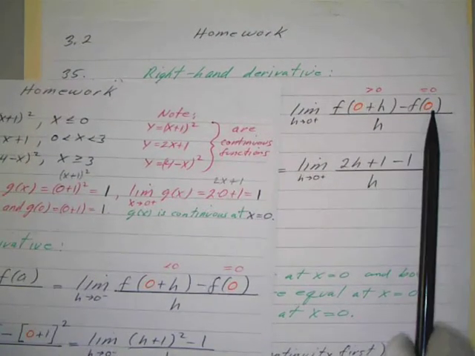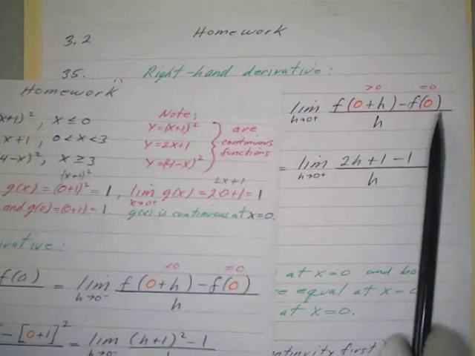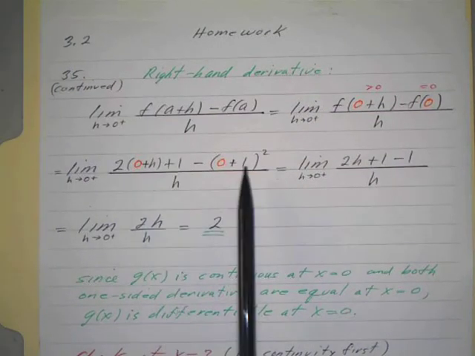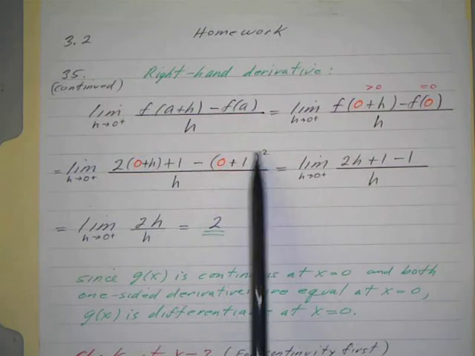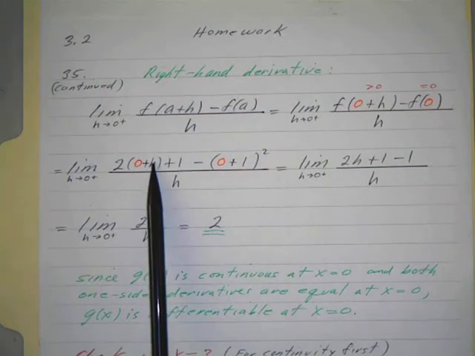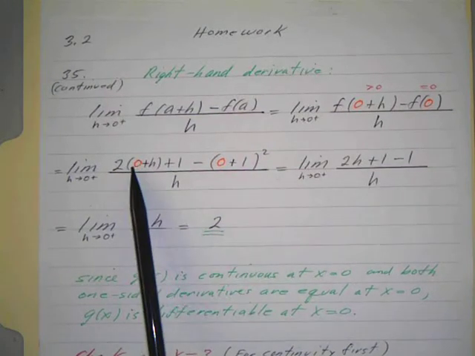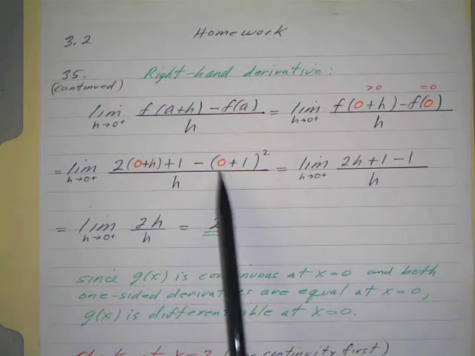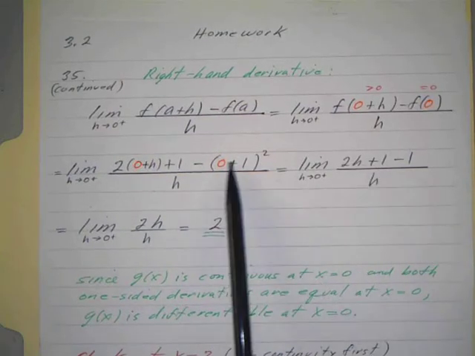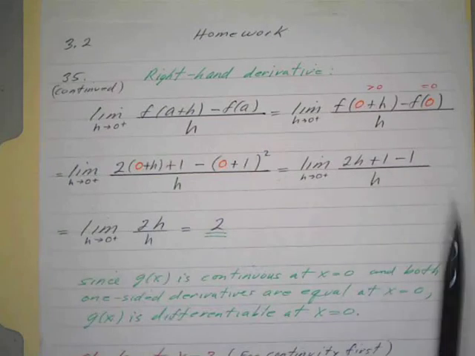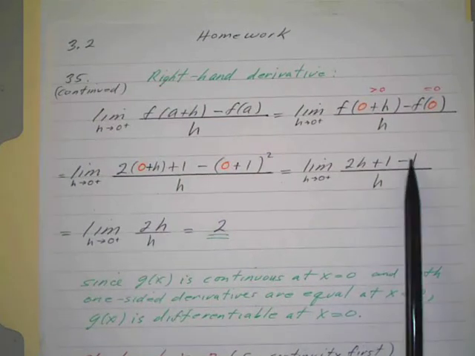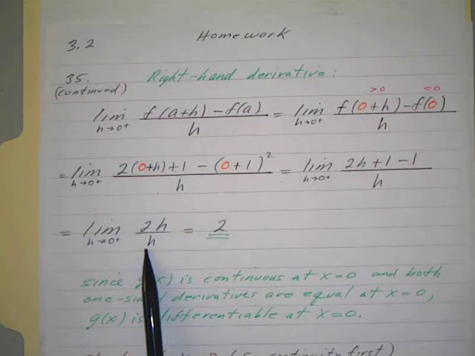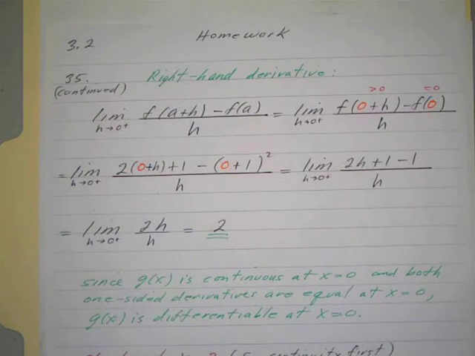And this again will be the x plus 1 squared function, because that's at 0. So this is the 2x plus 1, and this is the x plus 1 squared, because that's at 0, and this is greater than 0. And if I multiply this out, I get 0 plus h is just h, so I got 2h plus 1, and this is just negative, and then 0 plus 1 squared is 1 over h. But what do the 1's do? They cancel, so now I've got 2h over h. But h over h is 1, so I've got 2.